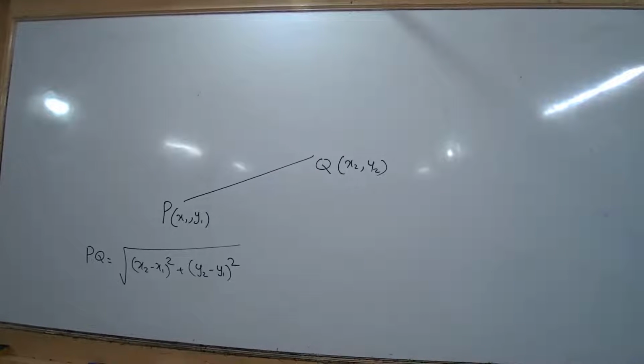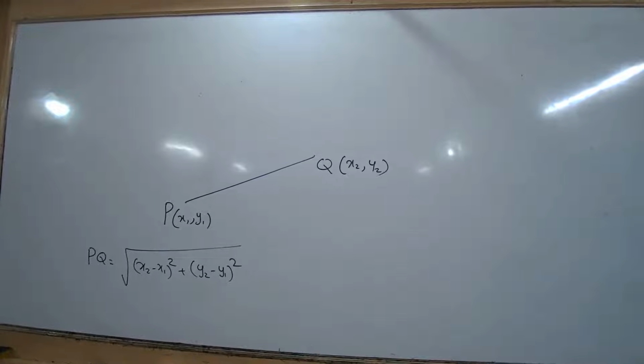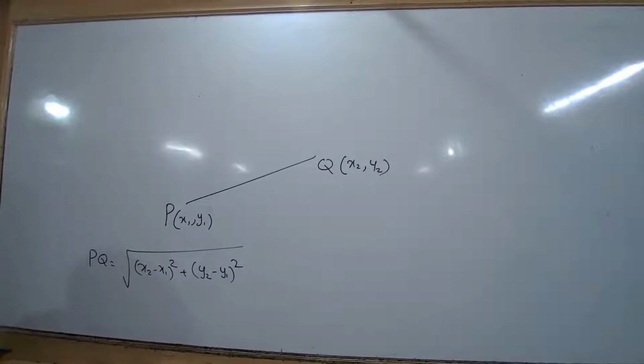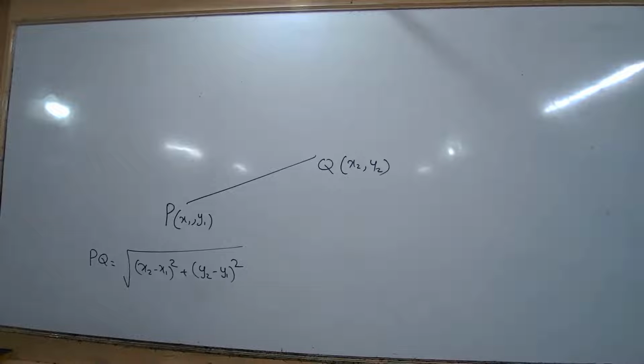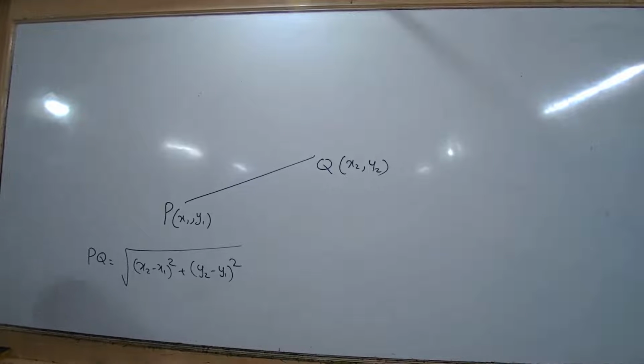PQ is equal to root of. Written all of you? Yes. Remember this formula will be applied. This is to find out what? Distance between the 2 points. Okay, listen. What is the root of A square? A. Yes or no? Root of B square.